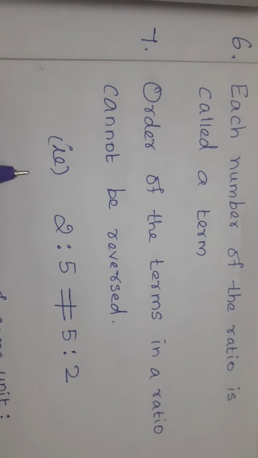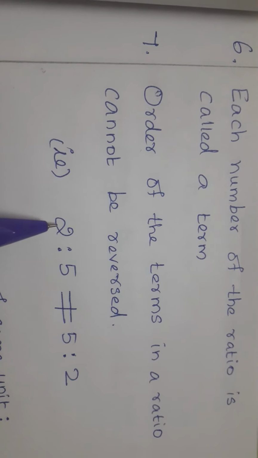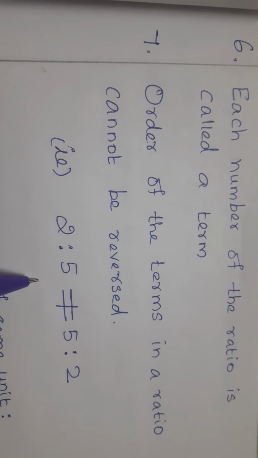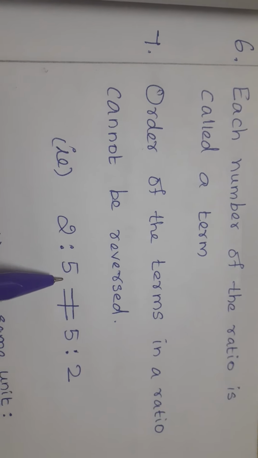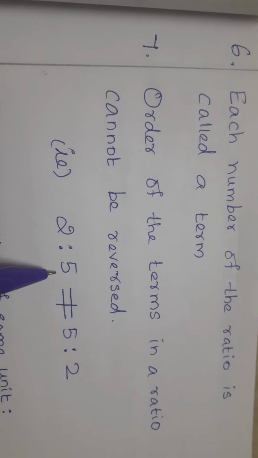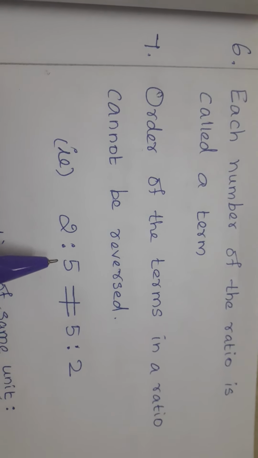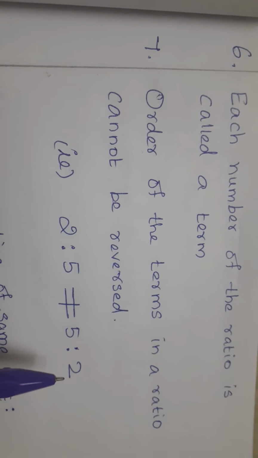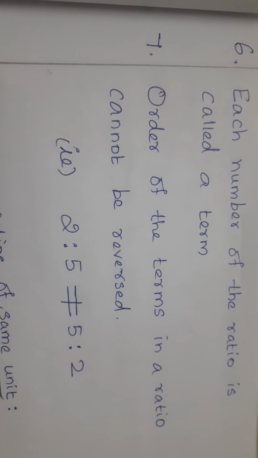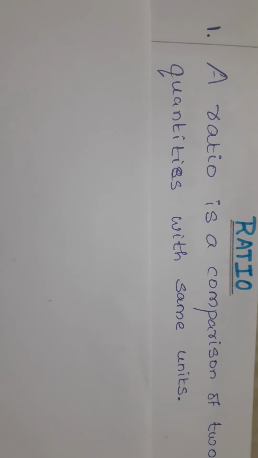Each number of a ratio is called a term. Means this 2 is called a term and 5 is also called a term. So each number of the ratio is called a term, and the order of the terms in a ratio cannot be reversed. That means 2:5 cannot be written as 5:2. Both are not equal. Okay. Let us see this ratio once again.